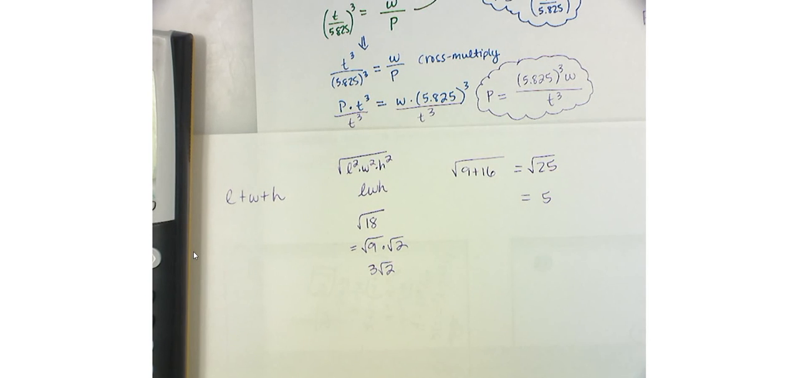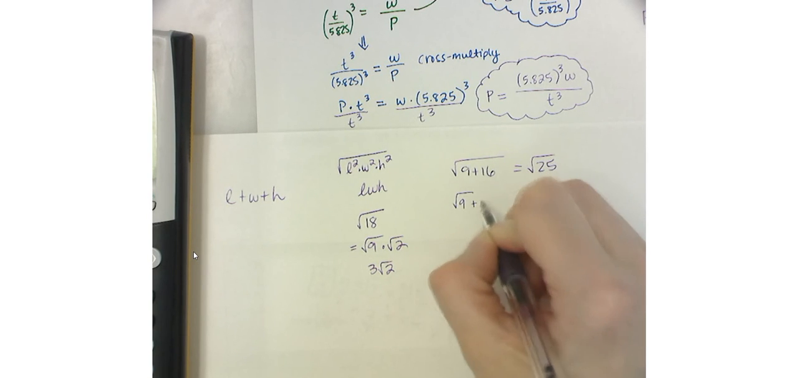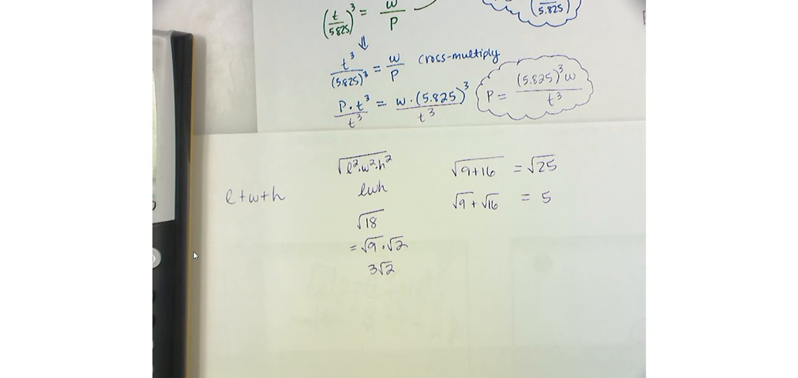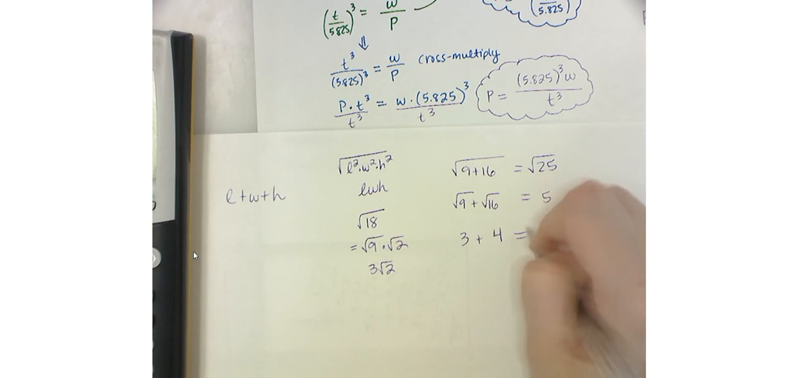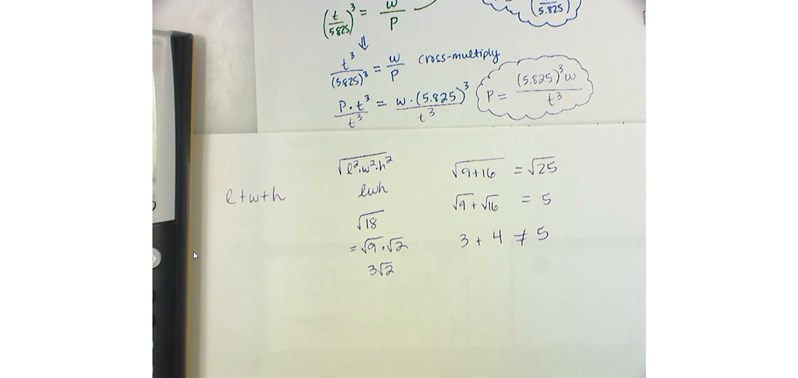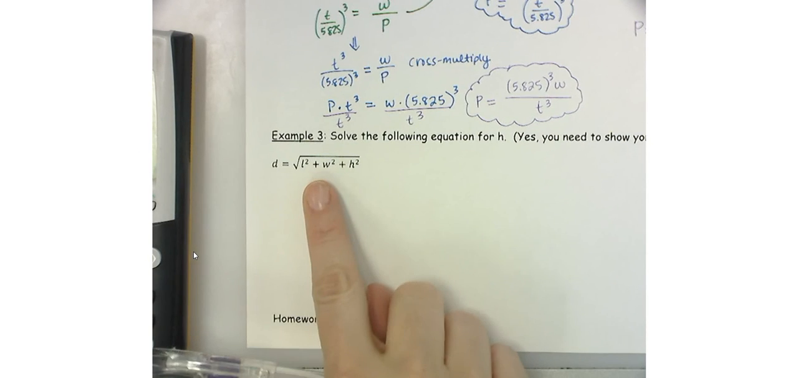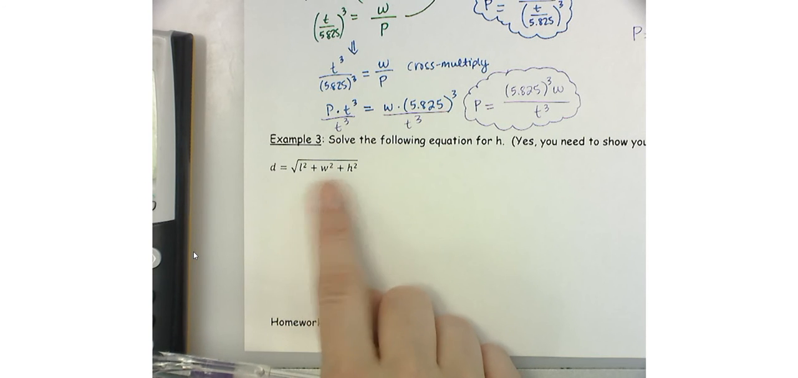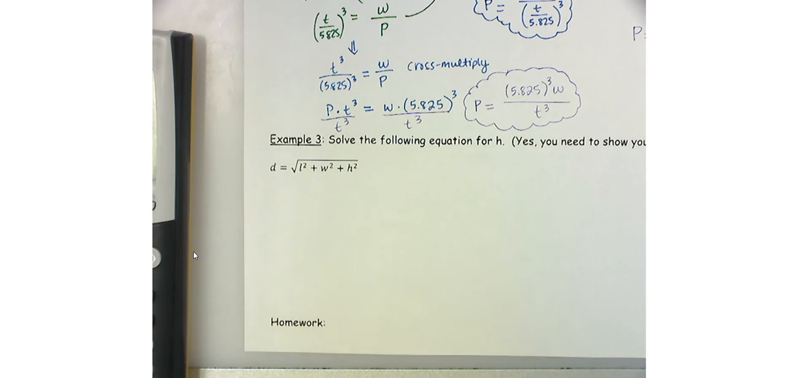So how can we undo the root if we're trying to get H by itself? Yes, so we'll start by squaring both sides. So d squared would equal L squared plus W squared plus H squared. And then, Maria, what would I want to do next? If I'm trying to get H by itself. Yep, so what are you going to subtract? Good, so I'm going to subtract the L squared and I'm going to subtract the W squared.